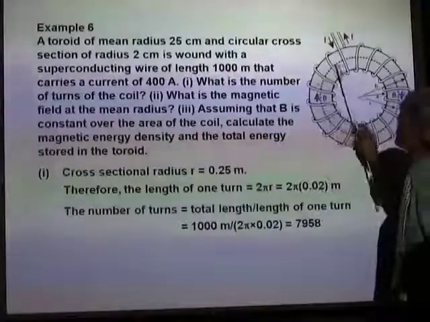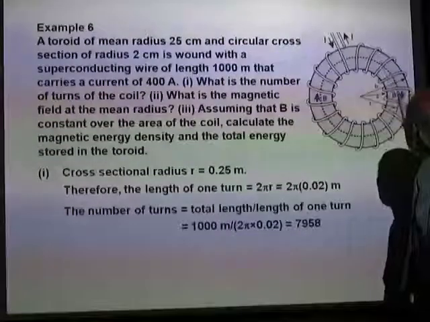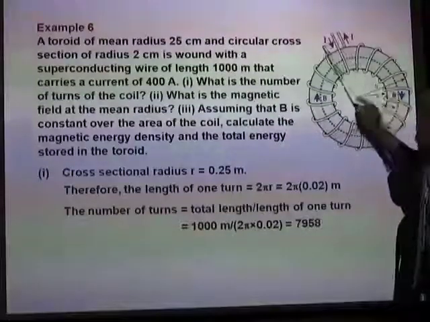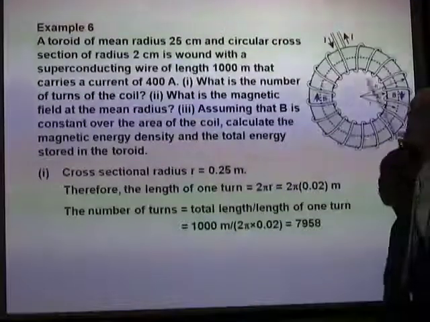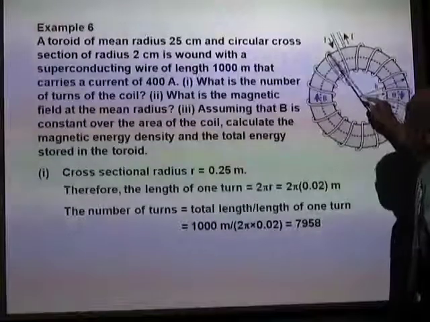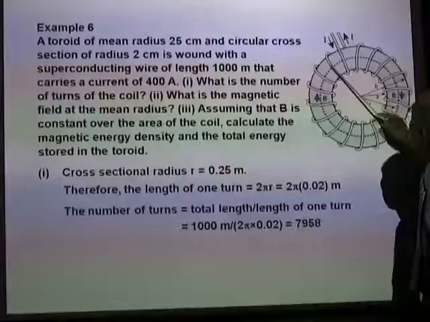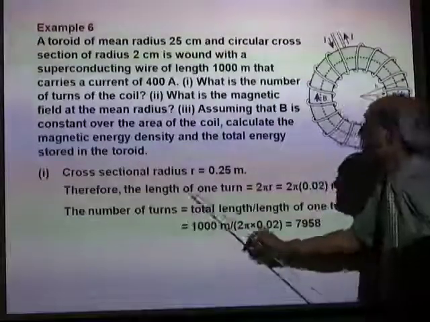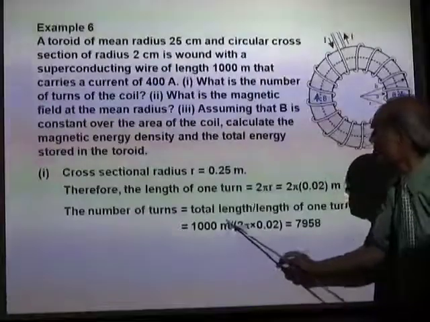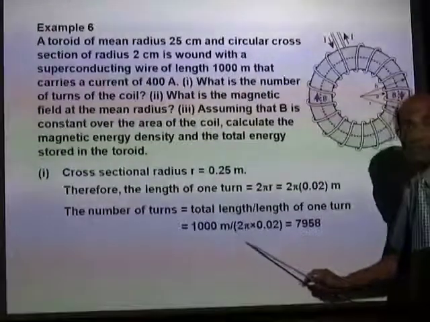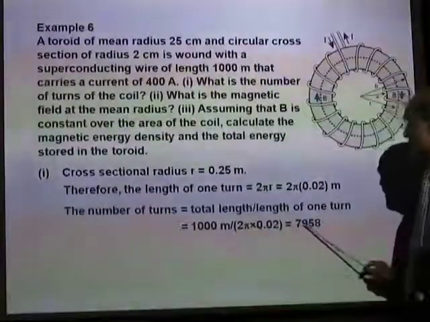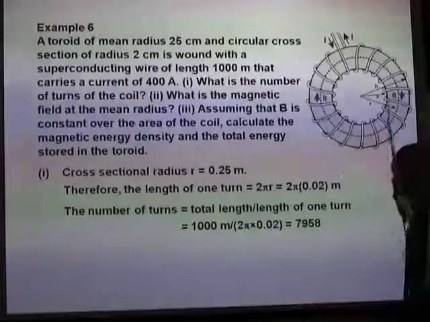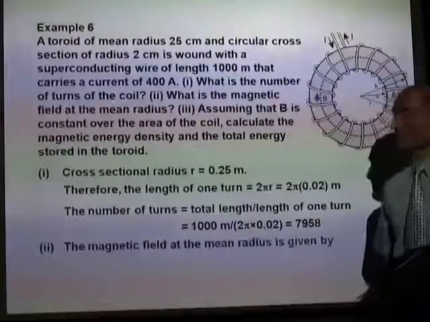So, the total length is not the total length of the toroid. The total length is, if you stretch the whole wire, that will be the total length. That total length divided by the length of one turn will give you the number of turns. So the total length is given to be 100 meter. The length of one turn we just calculated, and that gives you 7,958 as the number of turns of the toroid.